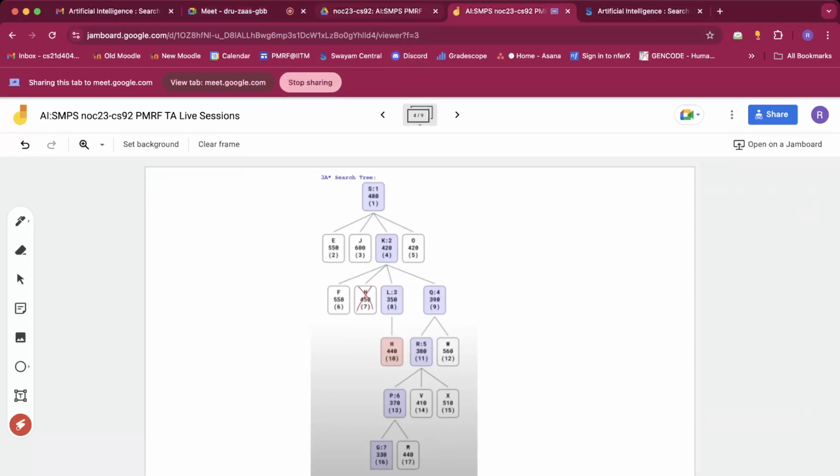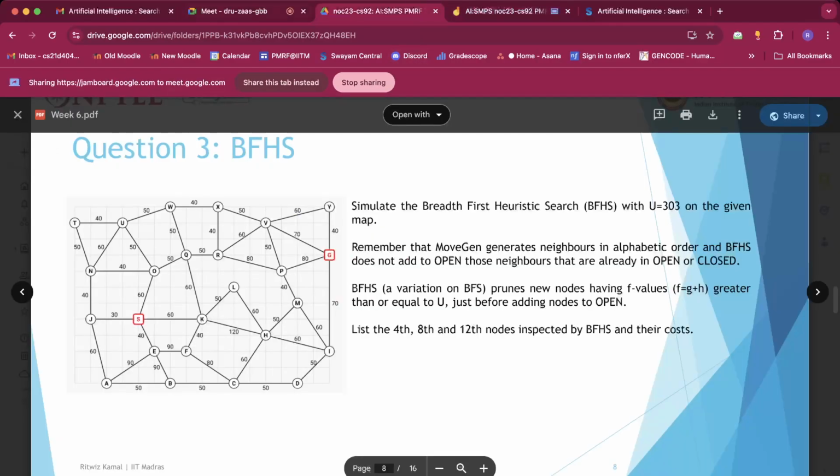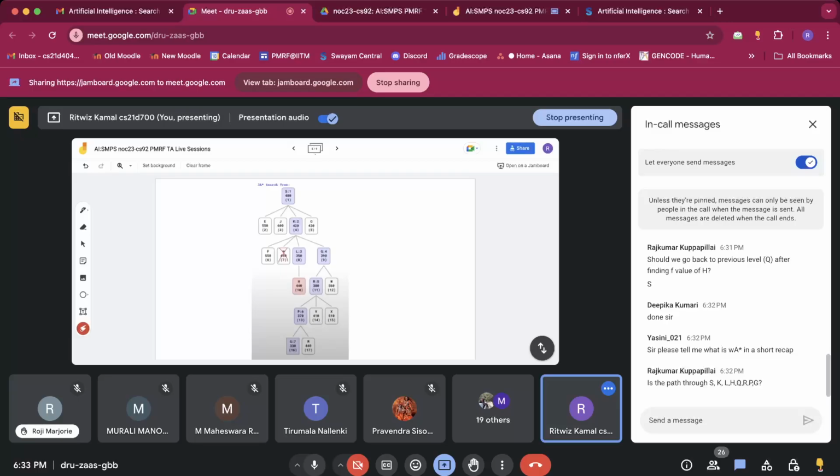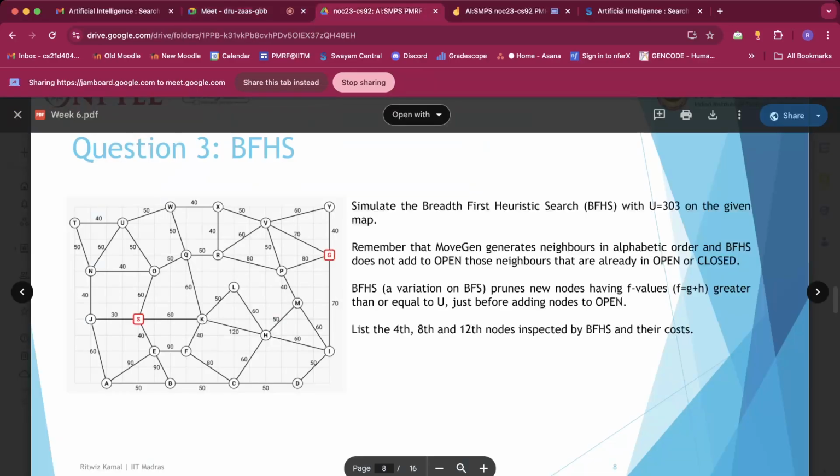So, okay, first about the path. So the correct path that we would have encountered would be S K Q R P G. Okay. No, so the thing that you are mentioning over here, S K L H P G, no, this is I think something different. You have to be careful of what the question is asking.